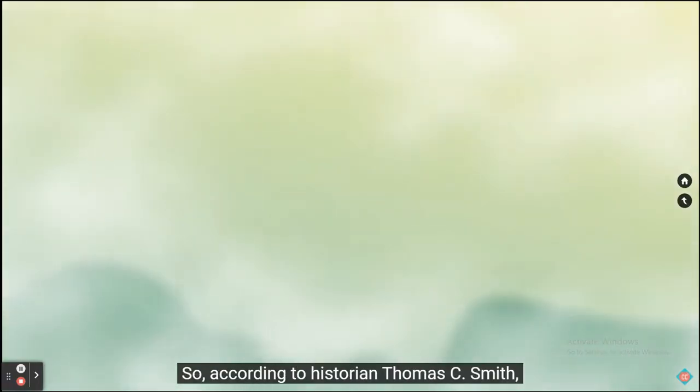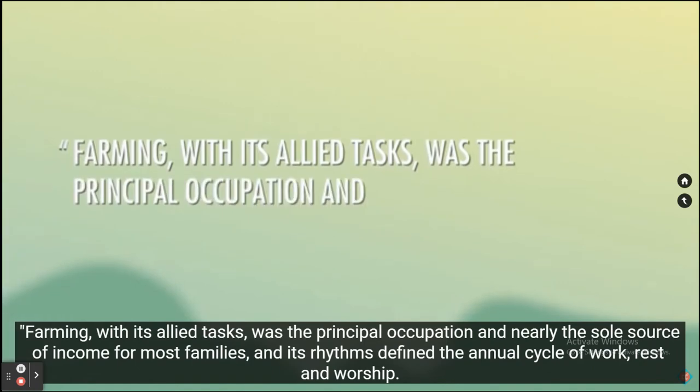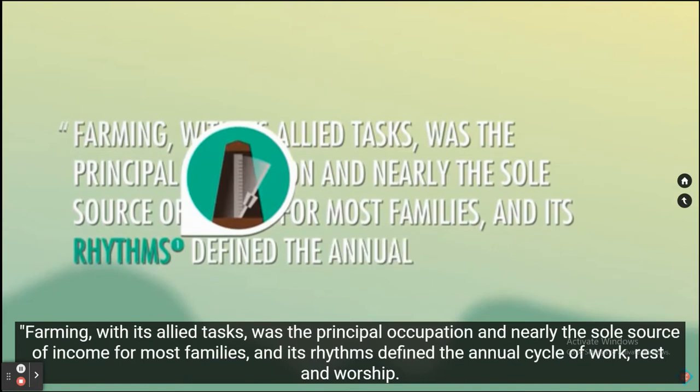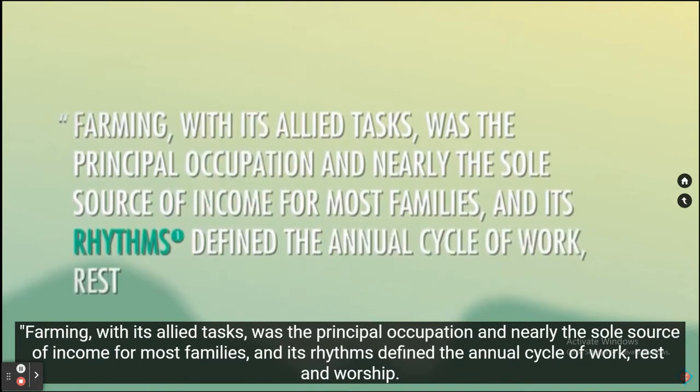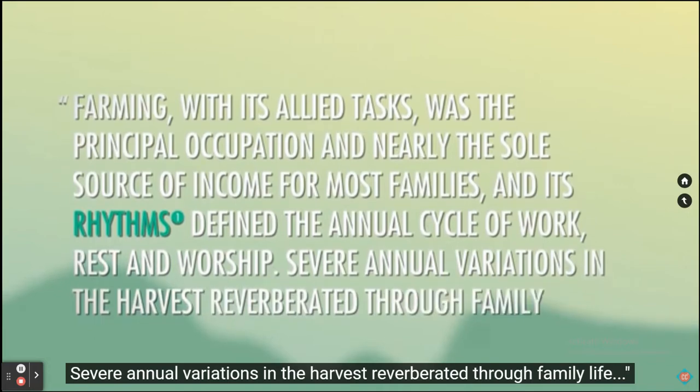So, according to historian Thomas C. Smith, farming, with its allied tasks, was the principal occupation and nearly the sole source of income for most families, and its rhythms defined the annual cycle of work, rest, and worship. Severe annual variations in the harvest reverberated through family life.